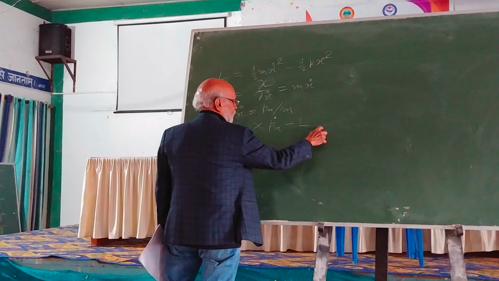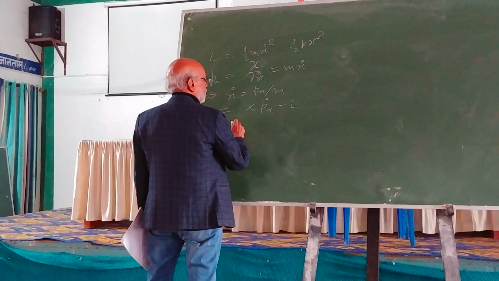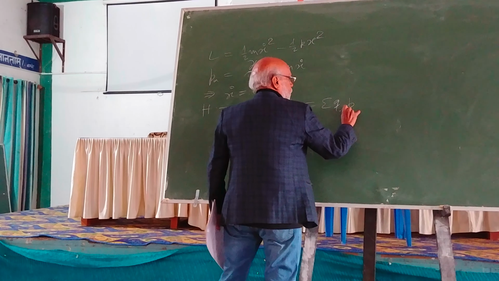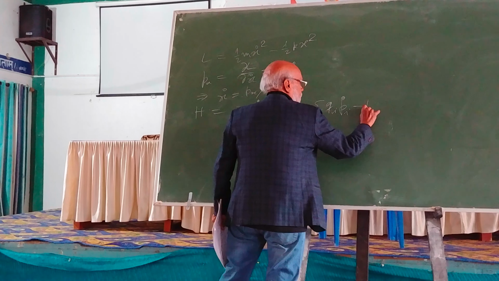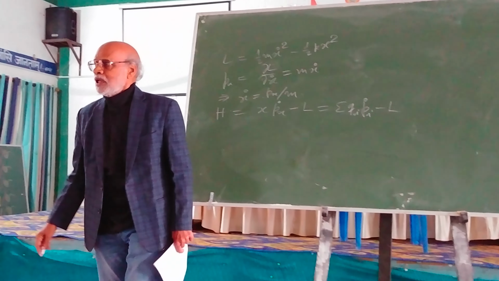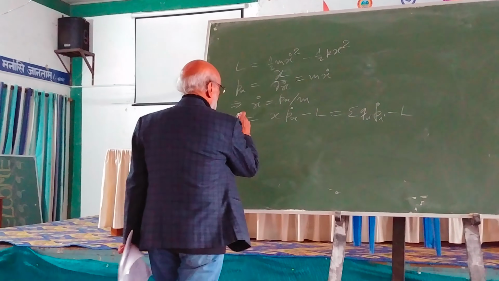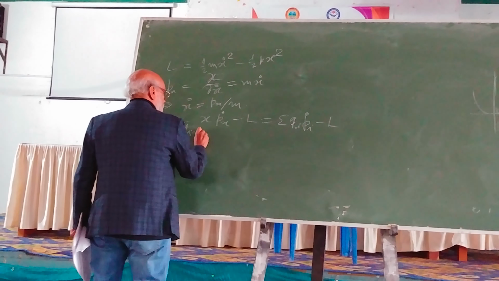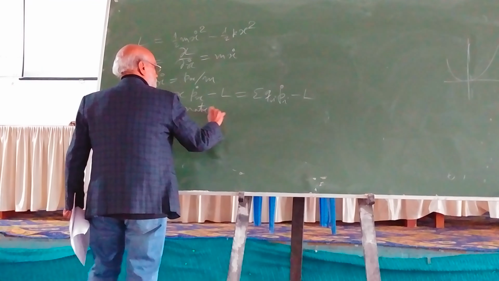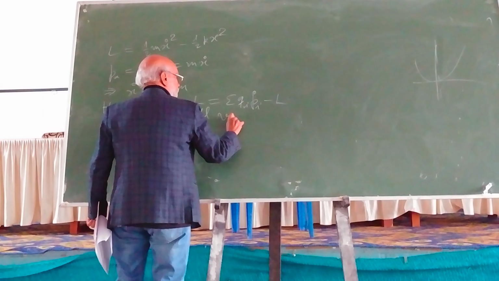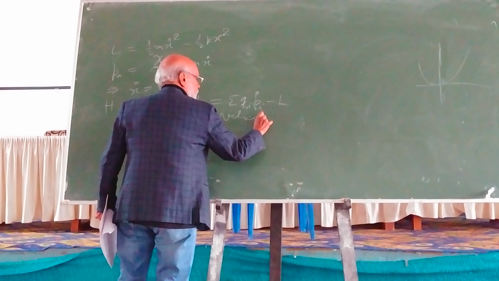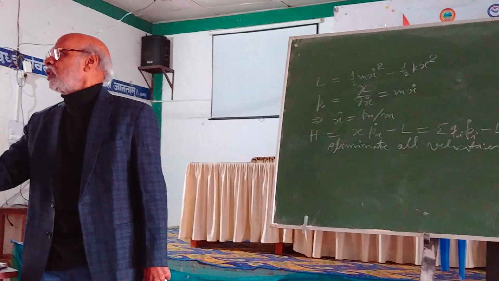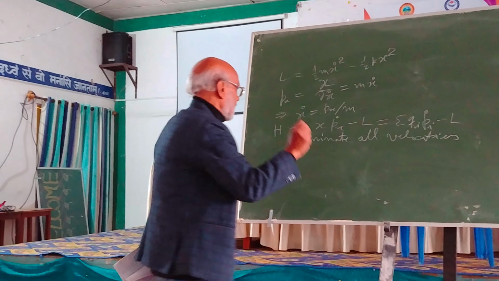You put the value of L here, and so this in general you can write as Qi Pi dot minus L. Okay? And here eliminate all velocities. This is the standard procedure. Always eliminate all the velocities. Only Q's and P's are there.